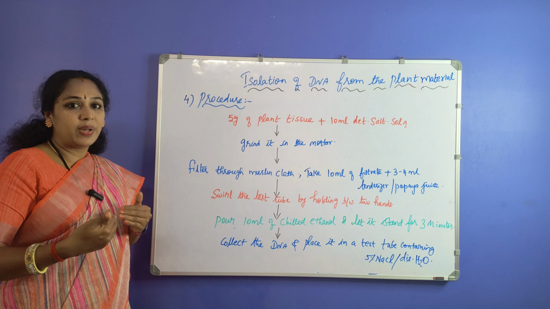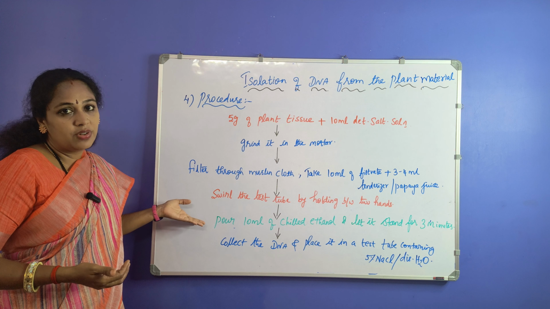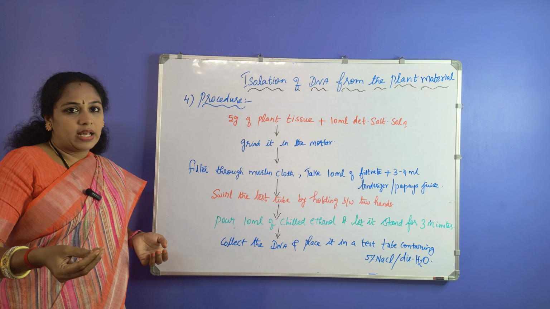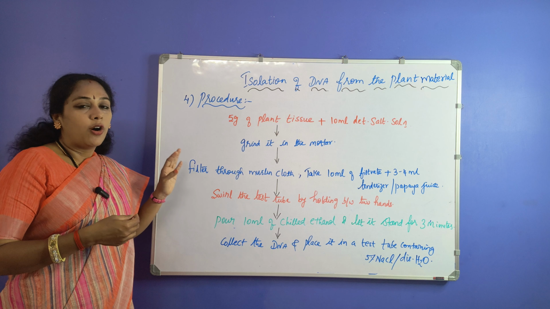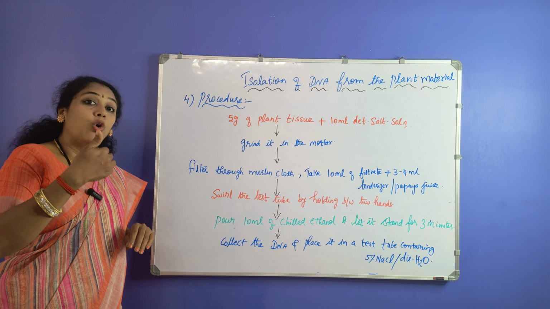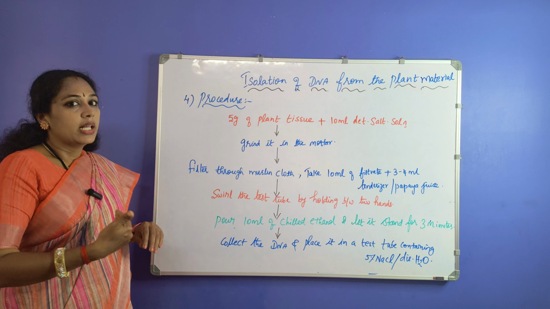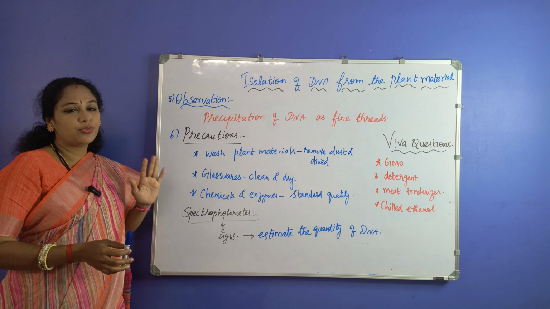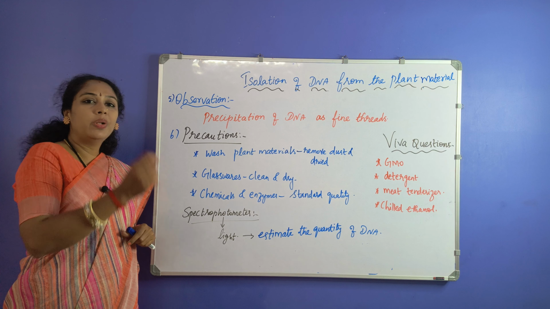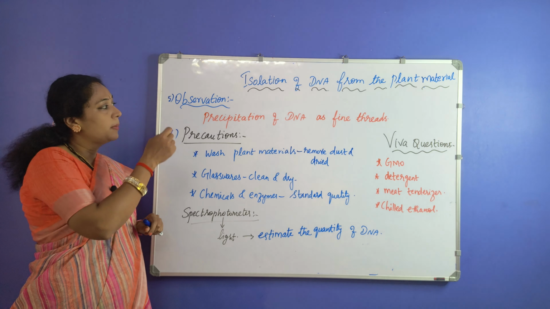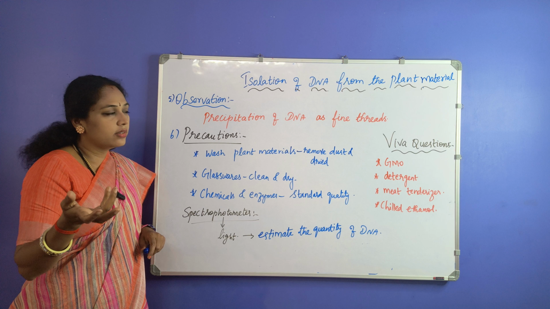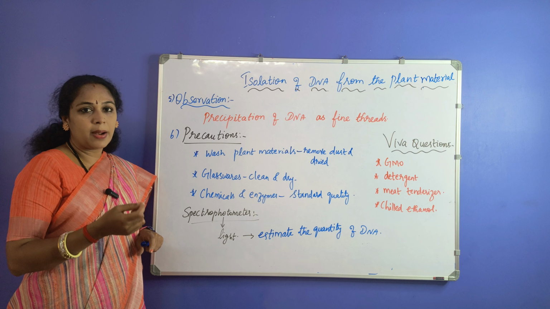Next we will see the observation. What I have told you in the procedure will remain the observation. So the white colored precipitate of DNA that is formed will be the observation of this experiment, and next we will see the precautions to be followed and the possible viva questions that come in this experiment. First part of this experimental description is the observation. What you will write in the observation area is that the DNA gets precipitated as white fine threads. That is what you are going to show to the examiner in the test tube.